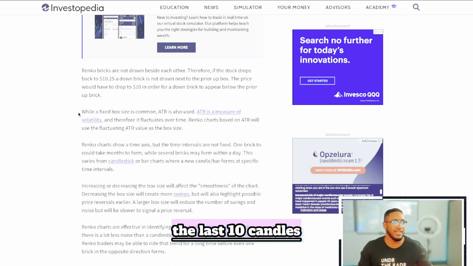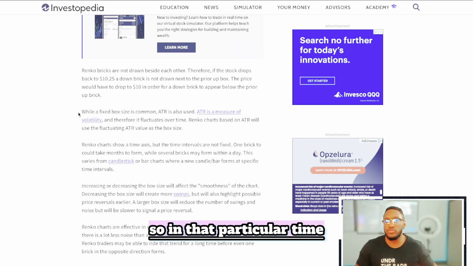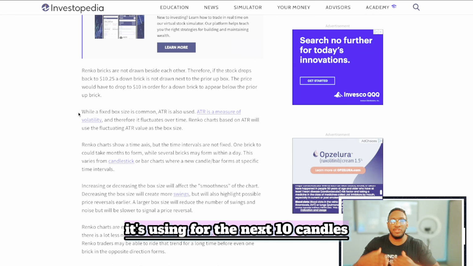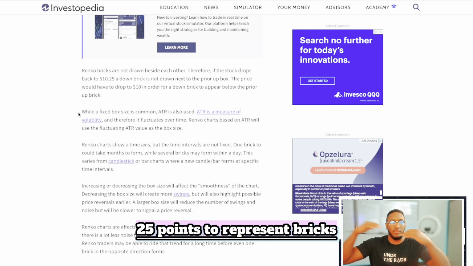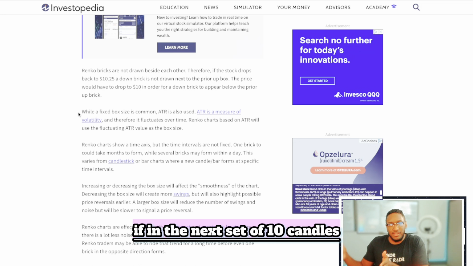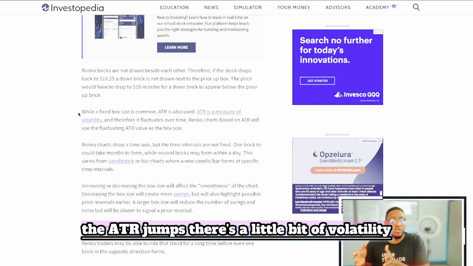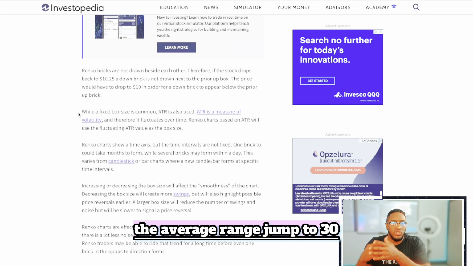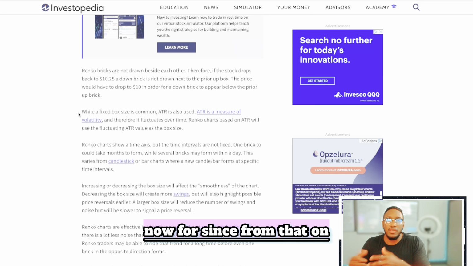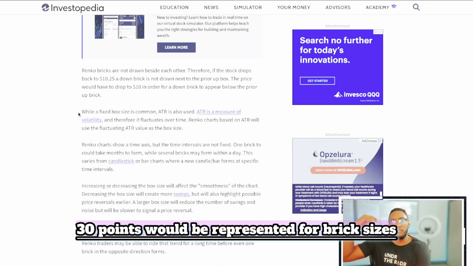For example, the last 10 candles, the average range was 25. So in that particular time, it's using, for the next 10 candles, 25 points to represent bricks. If in the next set of 10 candles, or whatever you set the ATR to, right? Let's just use the example of 10. In the next set of 10 candles, the ATR jumps. There's a little bit of volatility. Now in that set of 10 candles, the average true range jumped to 30. Now from that on, 30 points would be represented for brick sizes.